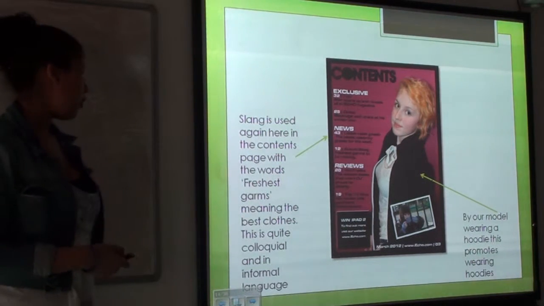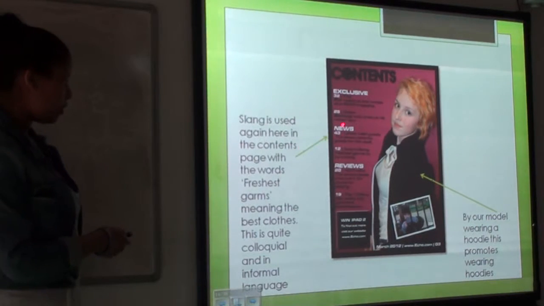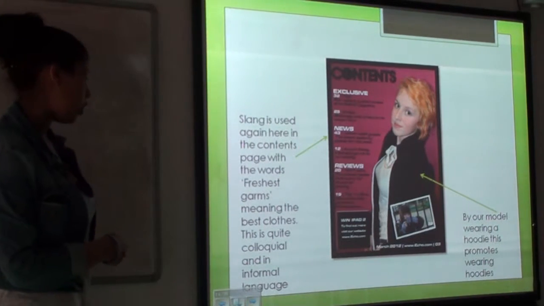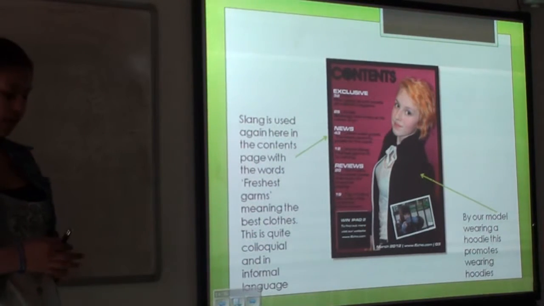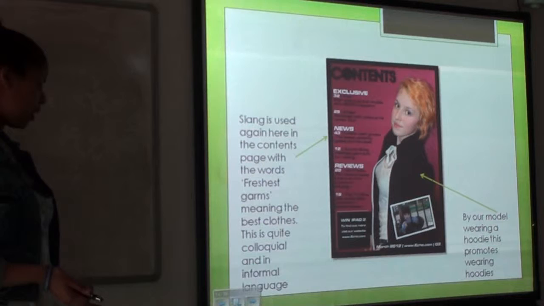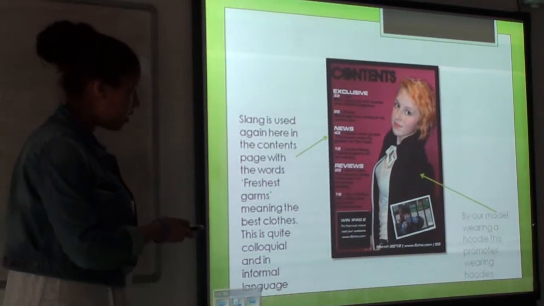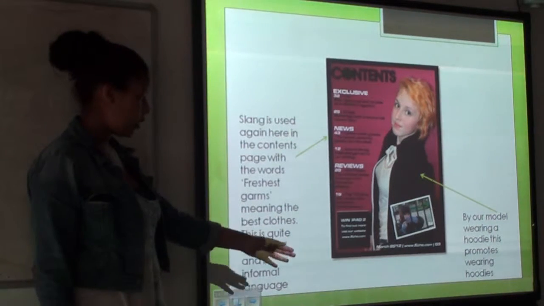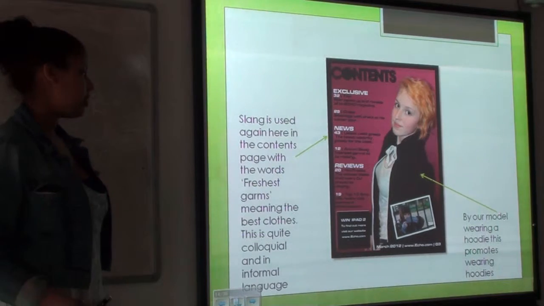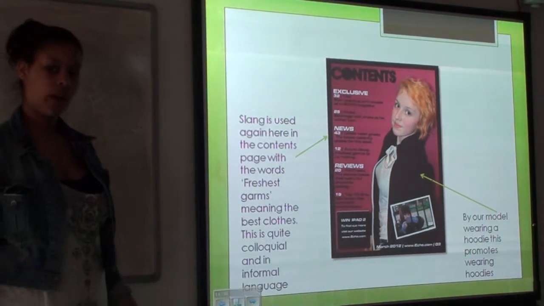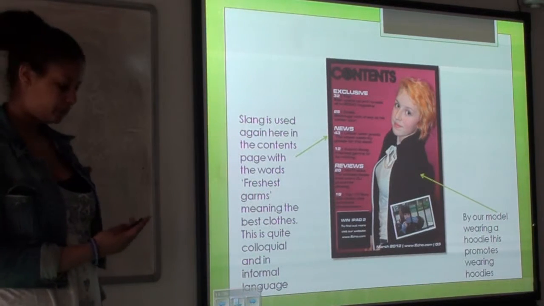Here is my table of contents page. Slang is used once more here with the words "freshest garms to be rocking", meaning the best clothes to be wearing and the most fashionable. This is quite colloquial and informal language. Here, my model is wearing a hoodie, so this promotes wearing hoodies, as it is a new fashion trend and what people should be wearing and what type of people reading will probably wear.